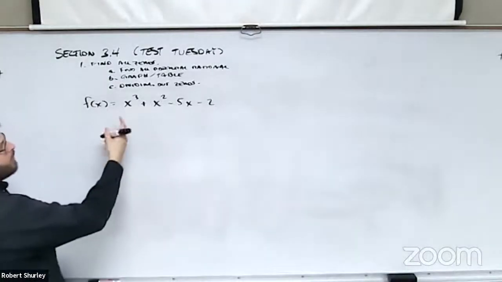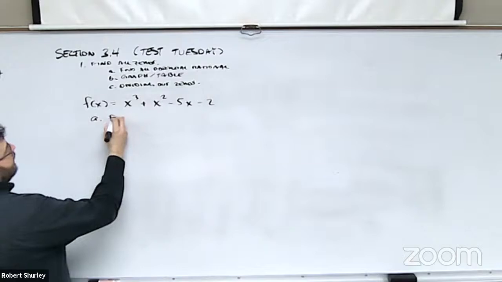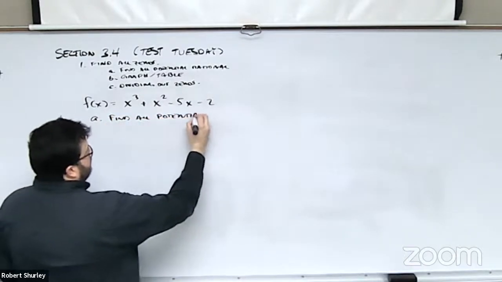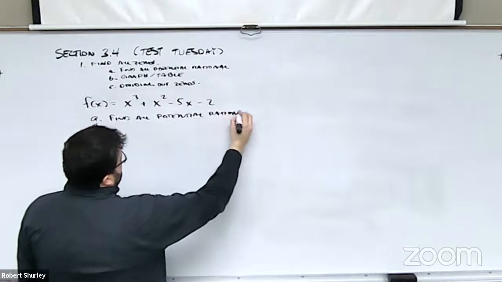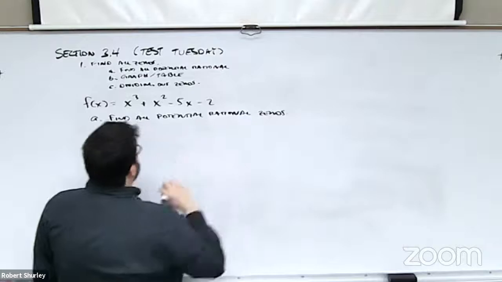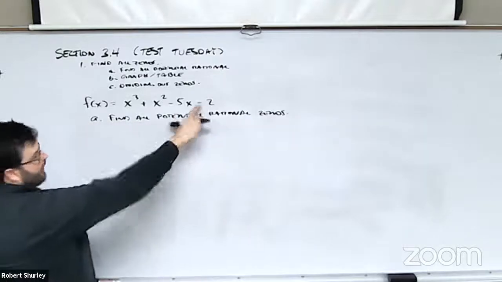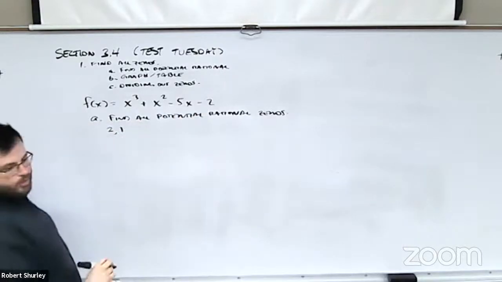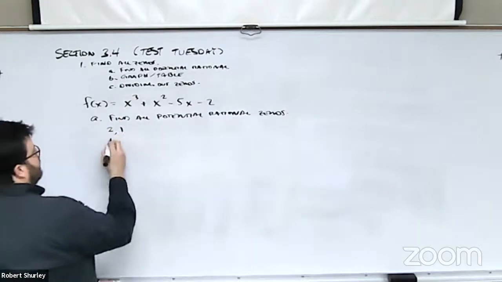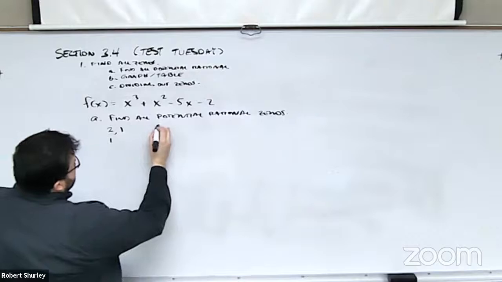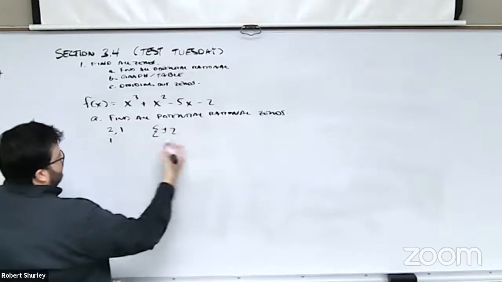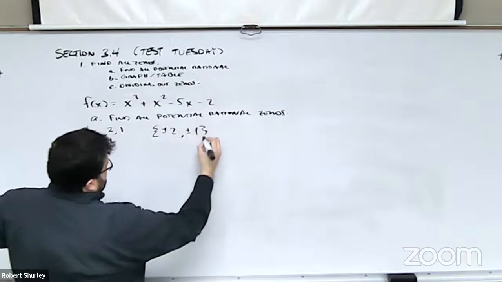So for part A, let's find all potential rational zeros. So remember, I do the constant on top. So that's 2 and 1. That's the only factors of the constant. Then I'm going to do the leading coefficient. Well, that's just 1. So our potential rational zeros are just 2 over 1, and 1 over 1. That's it. That's kind of cool.